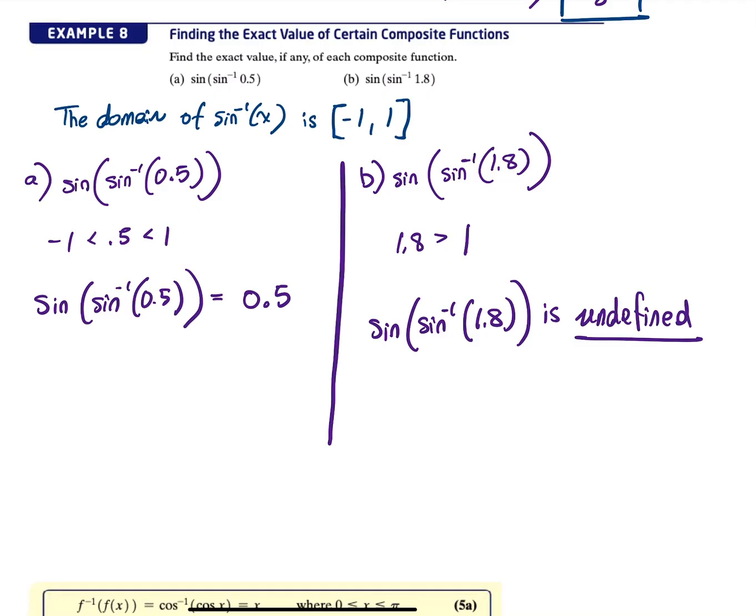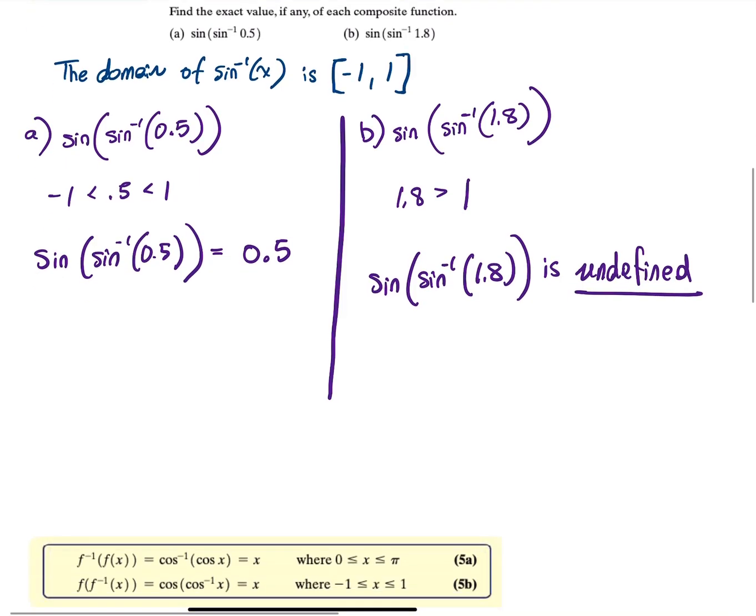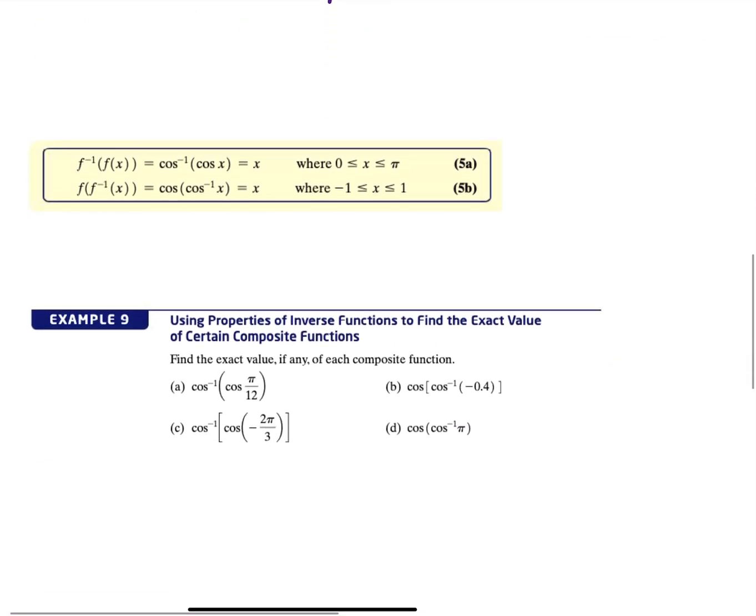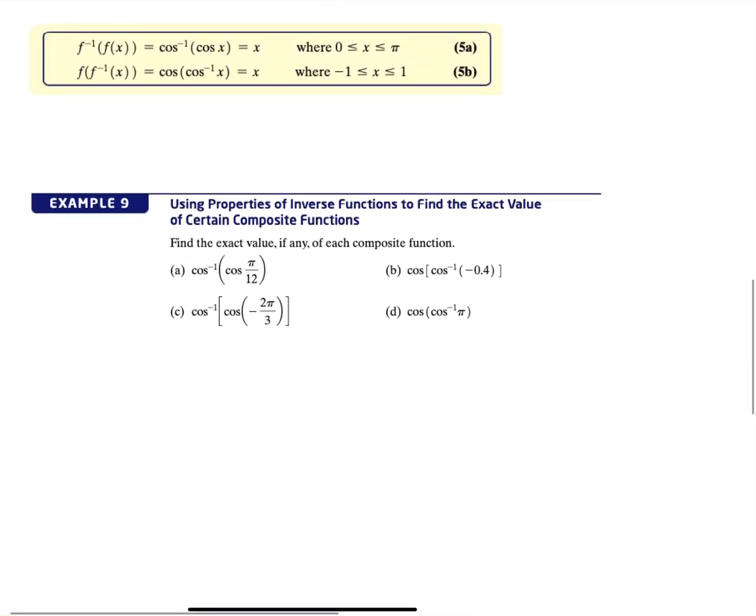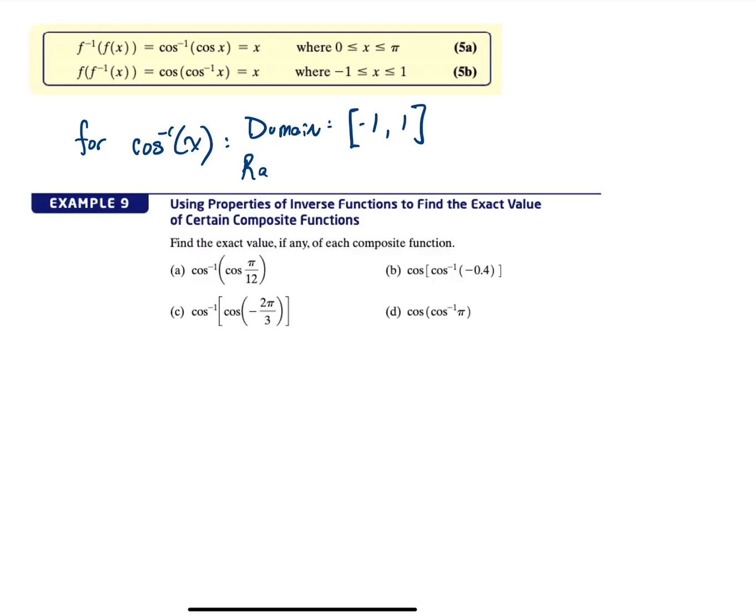Let's look at something similar for the inverse cosine. So we'll get some more practice with this. So we're considering the domain and range of these functions. So for the inverse cosine, we said the domain is similar to the inverse sine, in between -1 and +1. And the range of the inverse cosine is between 0 and pi.